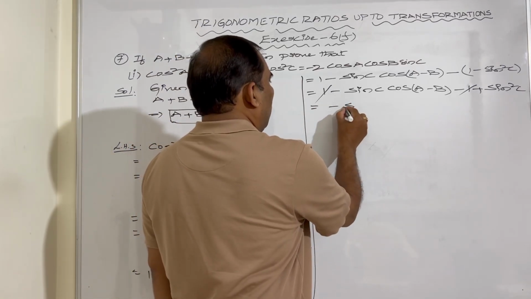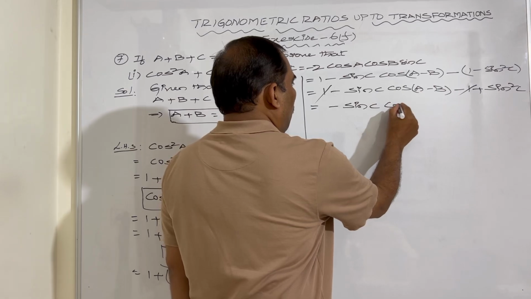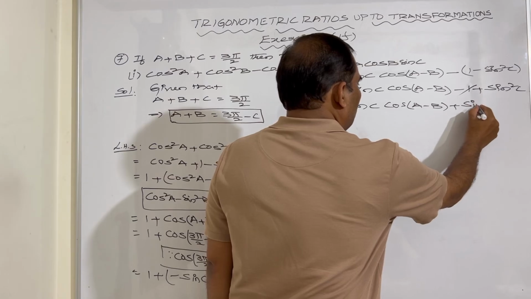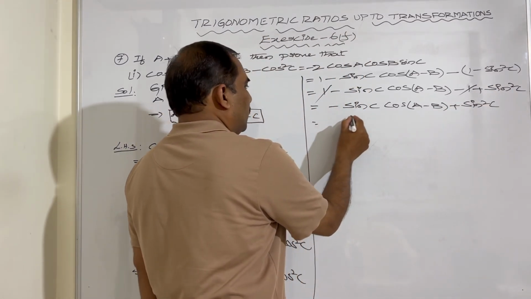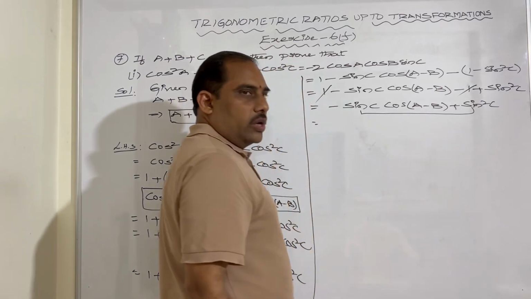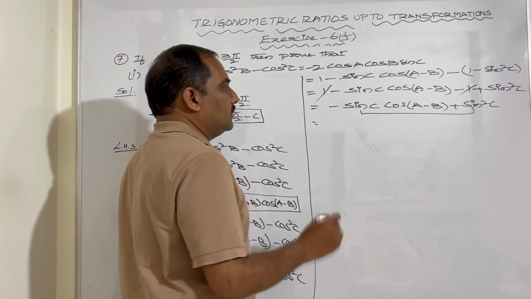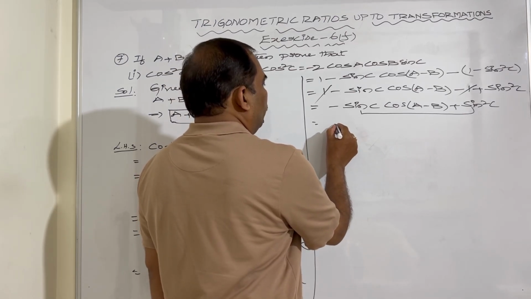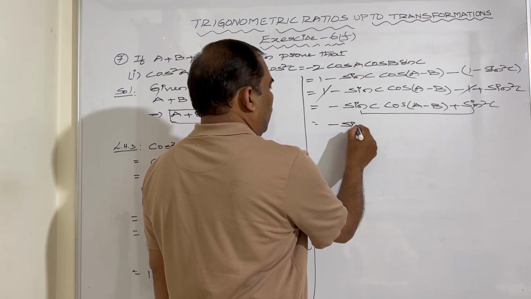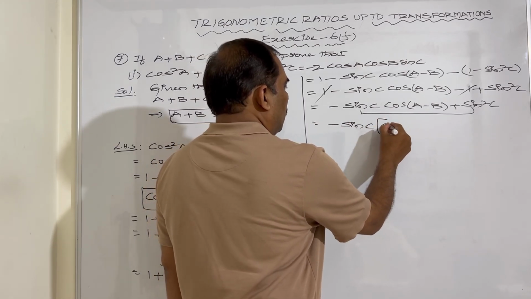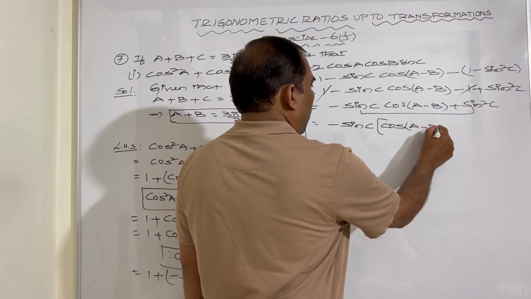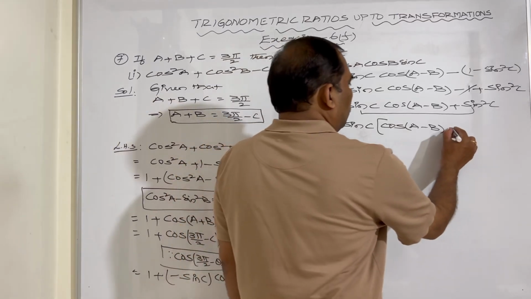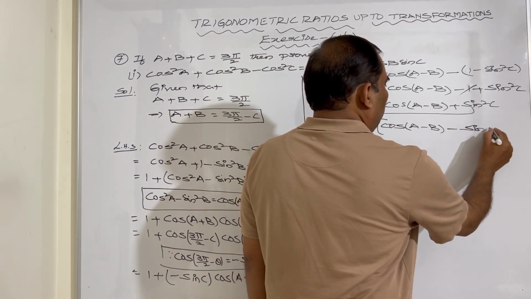Now clearly we have minus sin c into cos of a minus b plus sin square c. See here, from these two terms we can take sin c common or minus sin c common. Anything you can take. Suppose you take the minus sin c common here, then what happens? Cos a minus b, and here already plus sin square c, already taken minus common, so that's why one more sin c is left over here.